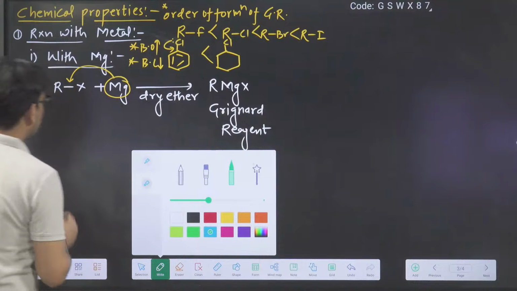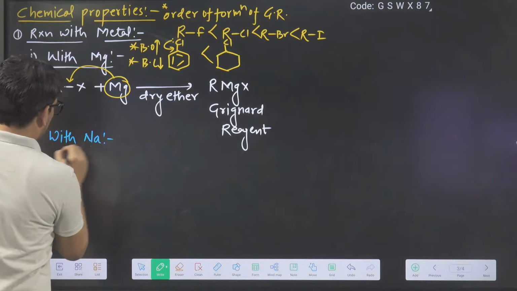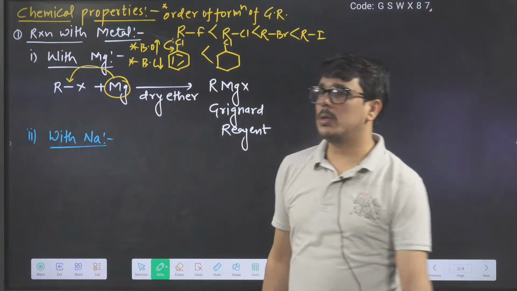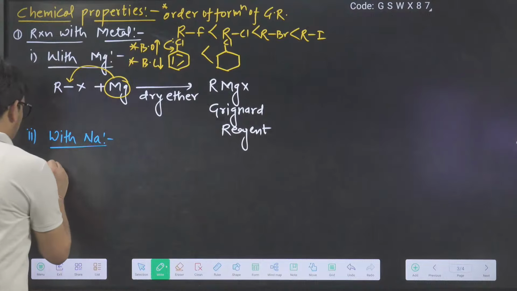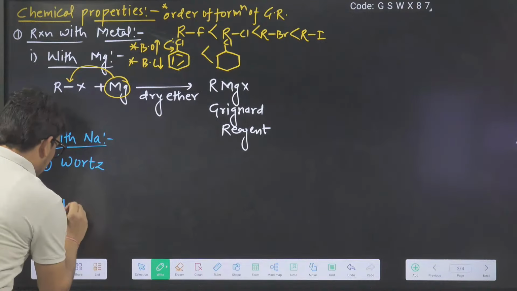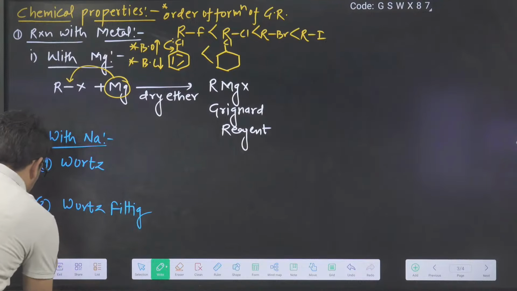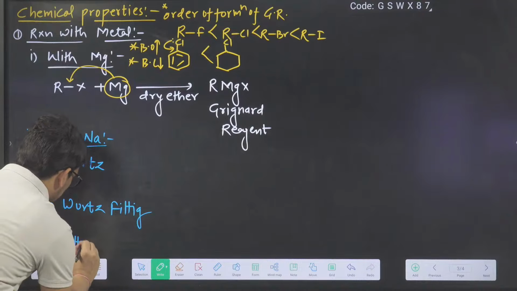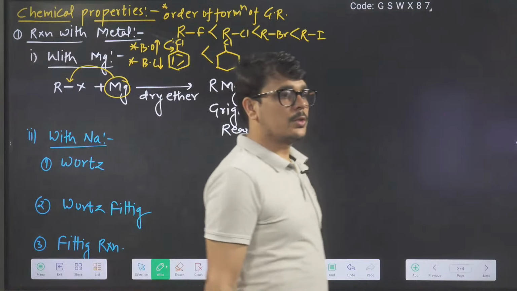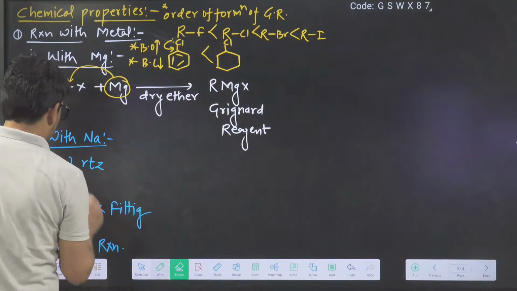Now second thing, with sodium metal. Here total 3 names you found. First one will be Wurtz reaction. Second one will be Wurtz-Fittig reaction. And third will be Fittig reaction. Total how many are there? 3 cases. All of them are written parallelly. First will be Wurtz, then Wurtz-Fittig, and then Fittig reaction. Clear to everyone, yes or no?